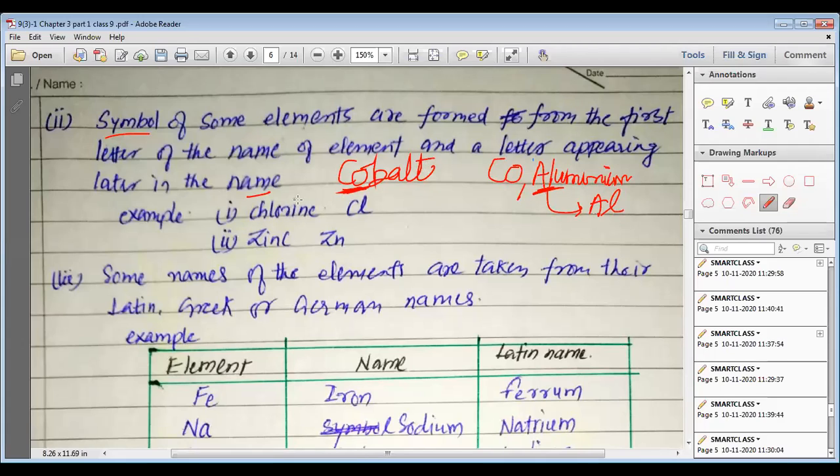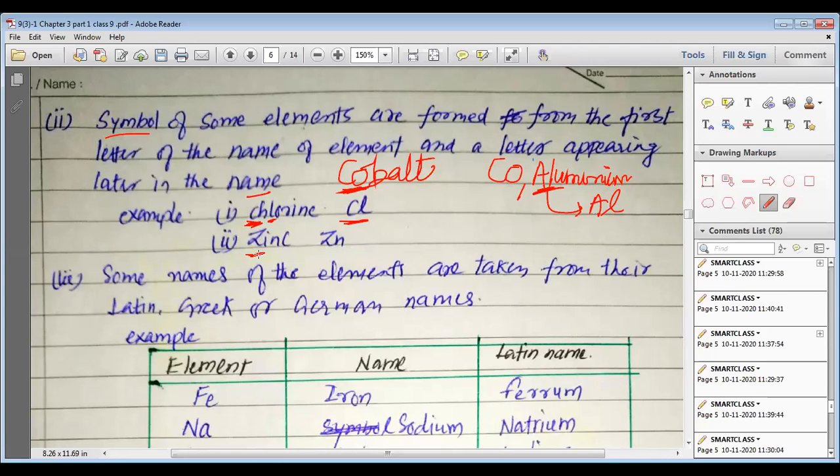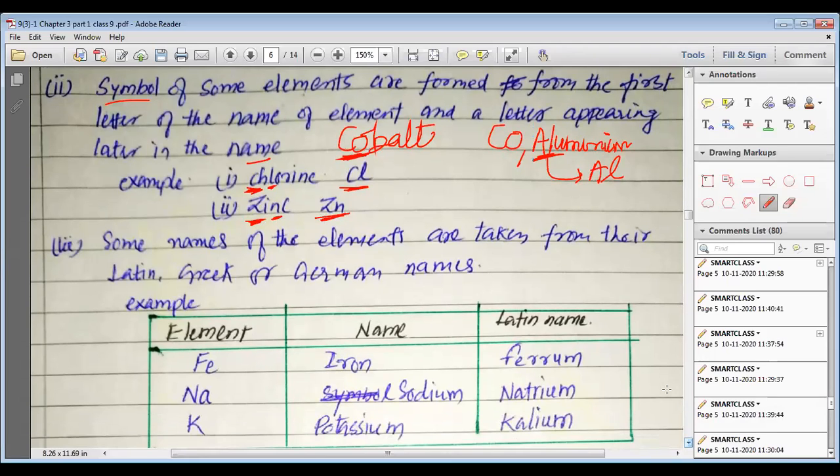But sometimes what happens, we do not take the first two letters. For example, if we think of chlorine, my dear students, we take the first letter C and then the third letter l as the symbol for chlorine. Remember, the second letter should be written lowercase and the first letter uppercase. Same way when we look at zinc, the first letter we take Z and then the third letter n is taken in the symbol. So it is not necessary that the first two letters are taken as a symbol, but we can use any other letter which falls after the first letter.